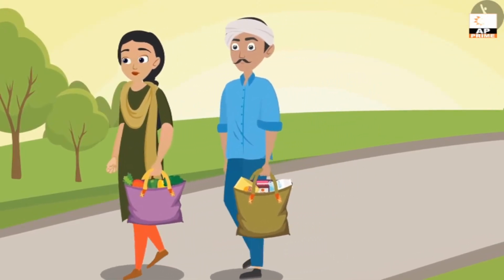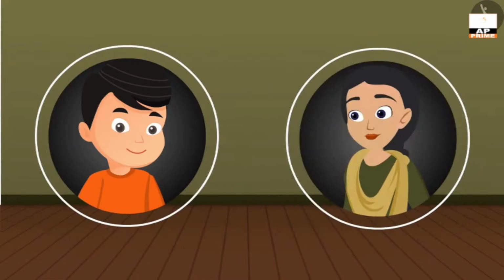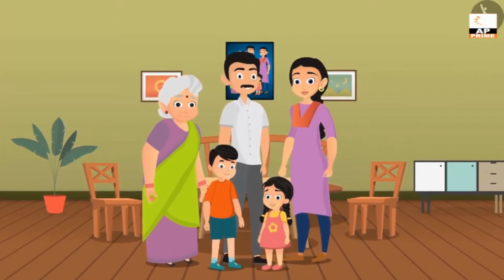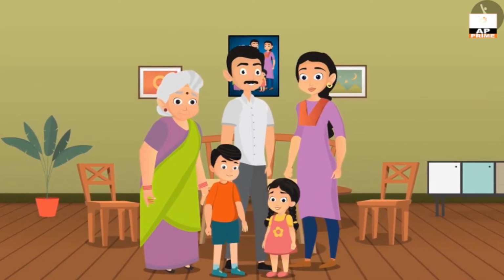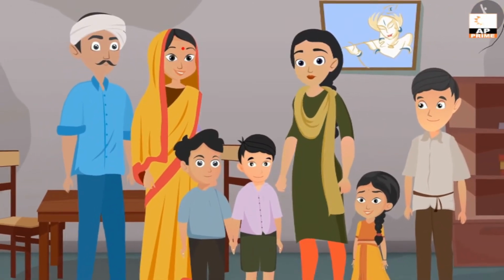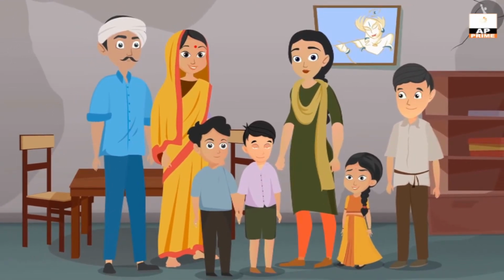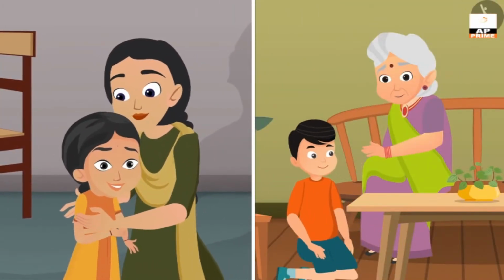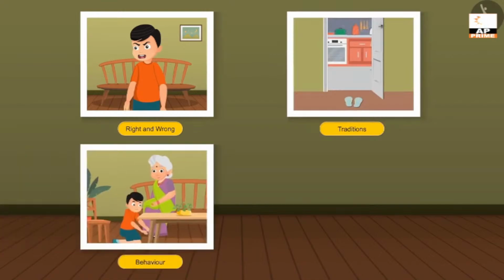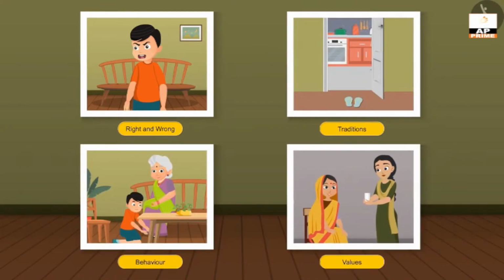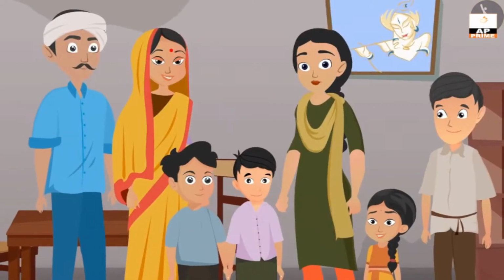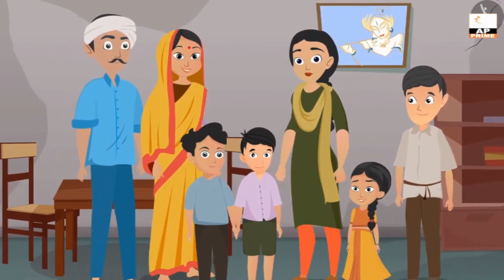Today, we saw and learnt about the people in Pushpa and Raju's families and how the different members are related to each other. We understood that physical features and habits of family members often match. We learn many things from our family members and we are attached to them. Among important family values are respect for elders and affection for the younger ones. We learn about right and wrong, traditions, behavior and values from our families. So children, think, what all do you learn from your family? After all, your family is your first school.